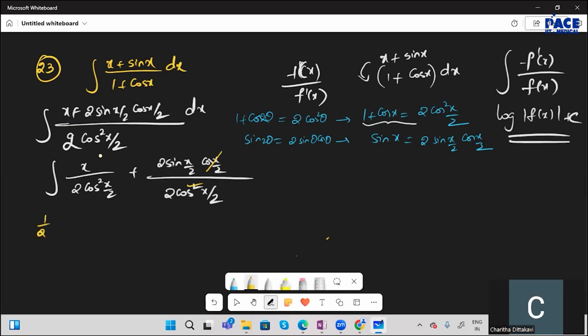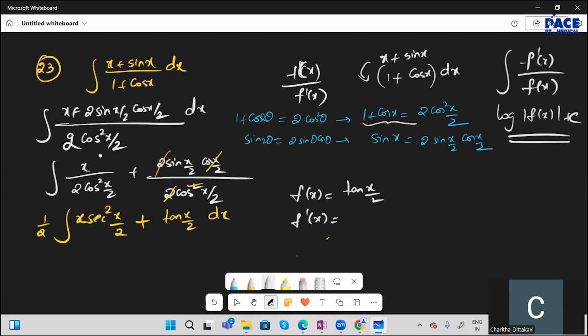You are left with 1 by 2 integral of, so can I take 1 by cos square to be secant square x by 2, x into secant square x by 2 plus 2 also gets cancelled, sin x by 2 by cos x by 2 will be tan x by 2 dx. And now you find a beautiful relation. Observe what is f of x and what is f dash of x. So consider your f of x to be tan x by 2. Immediately, what is f dash of x? f dash of x is nothing but secant square x by 2 into 1 by 2, isn't it?